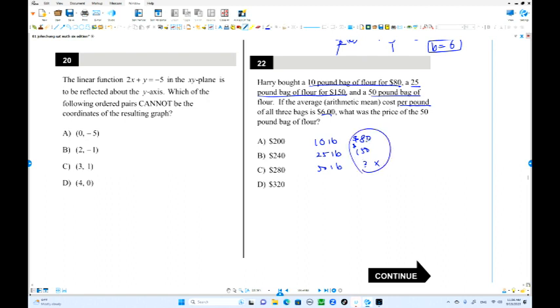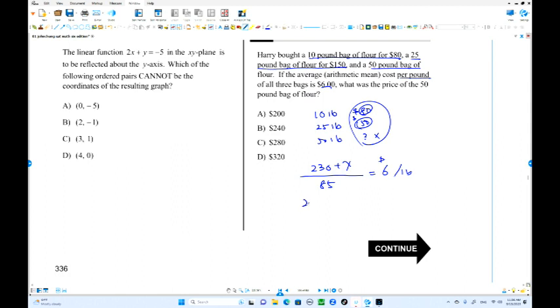The total amount is how much? 80 plus 150 is 230, plus X. The total number of pounds is 85. That equals the average of 6 per pound. Multiply by 85 on both sides: 230 plus X equals 510. So X equals 510 minus 230, which is 280. That is the answer, the price for the 50-pound bag.